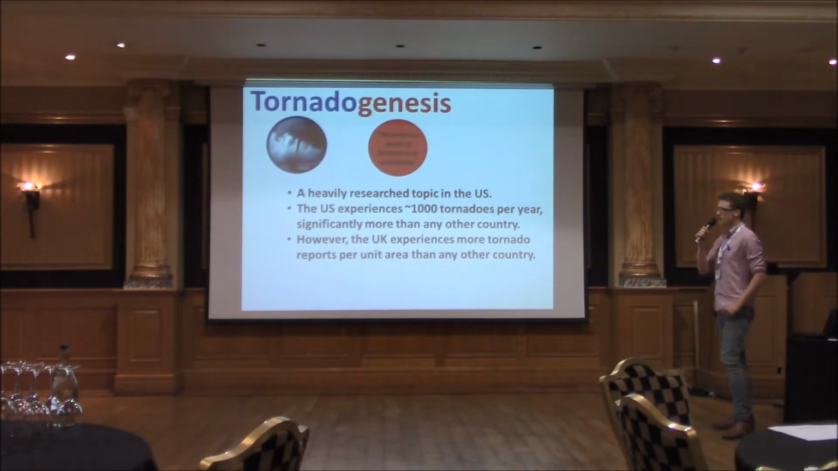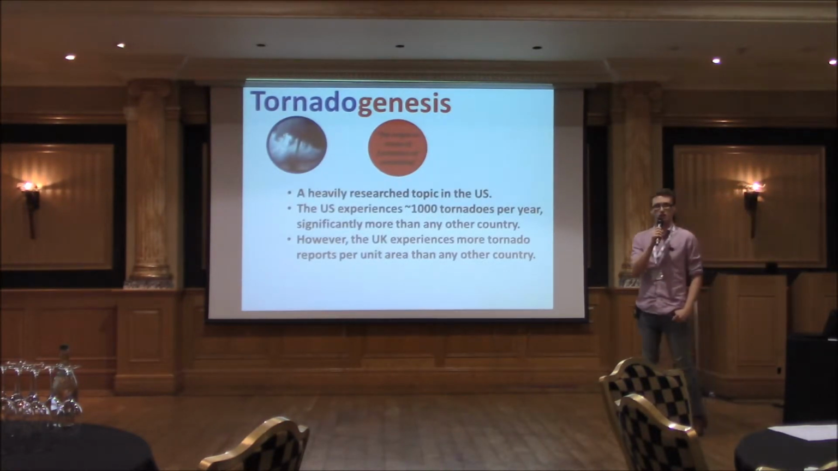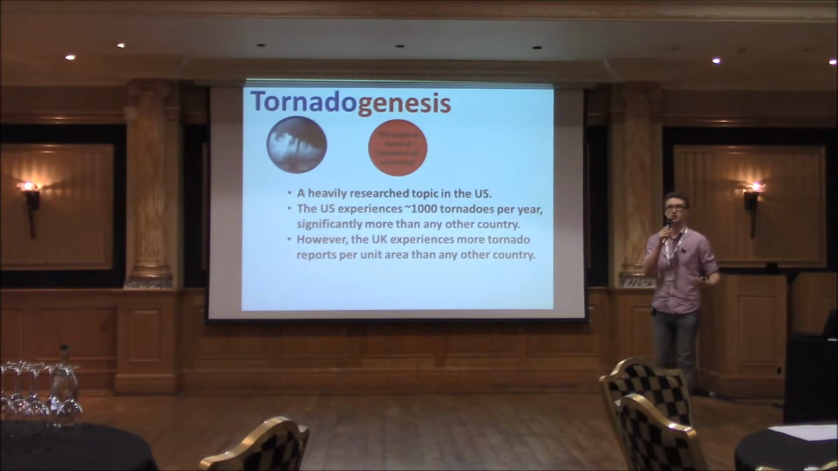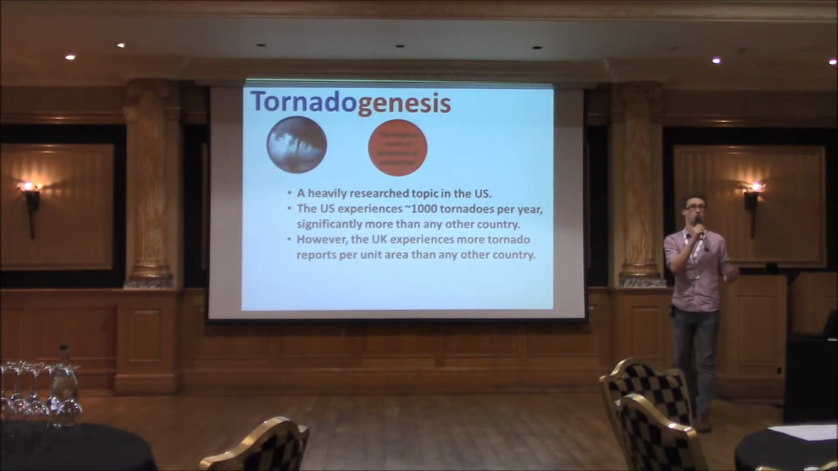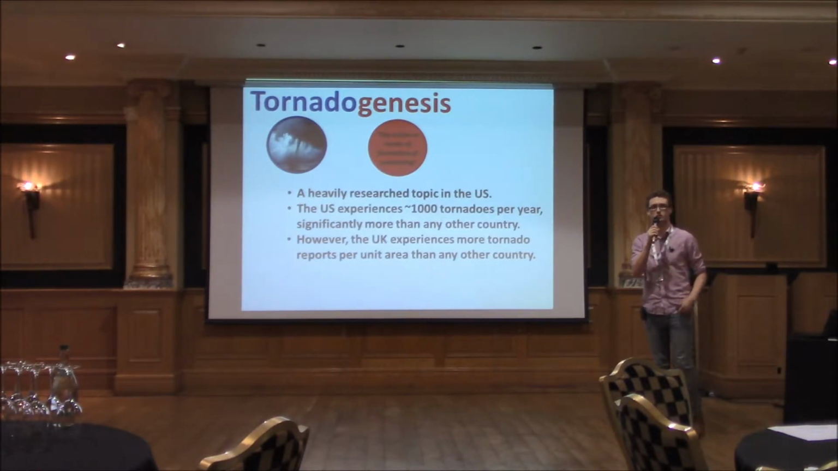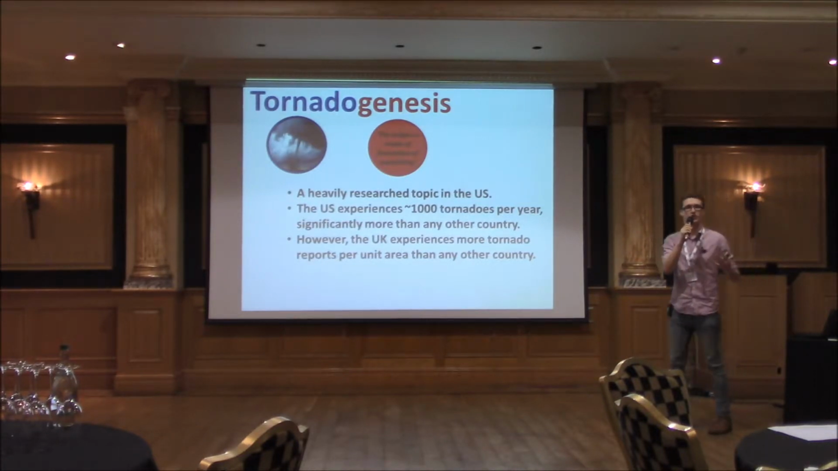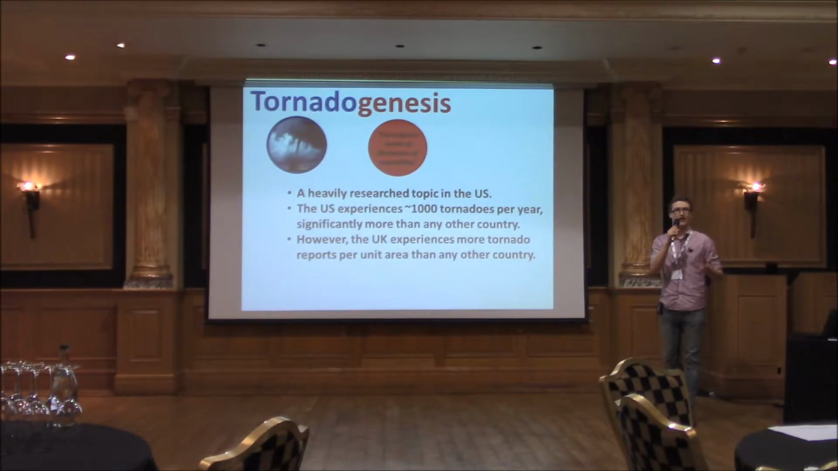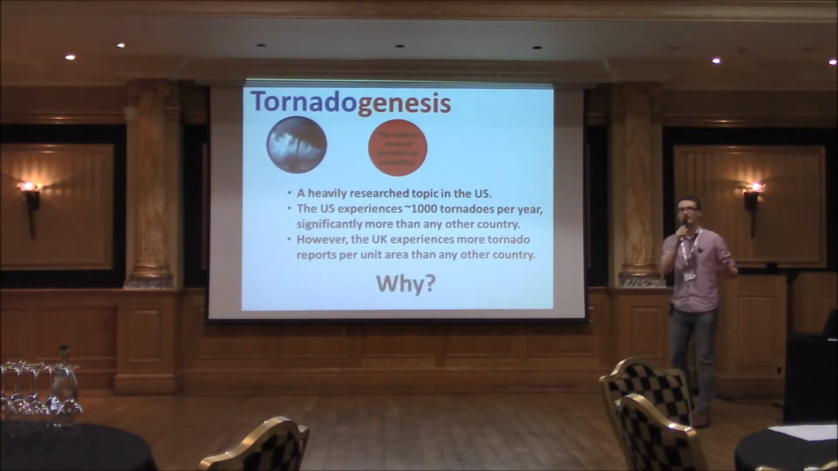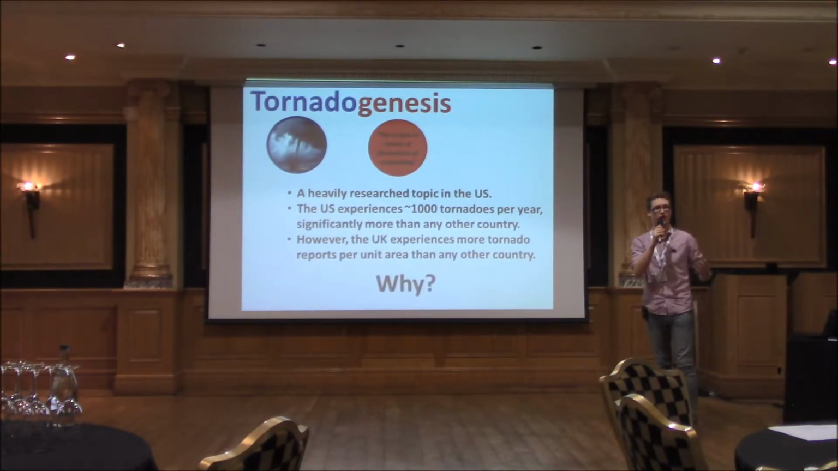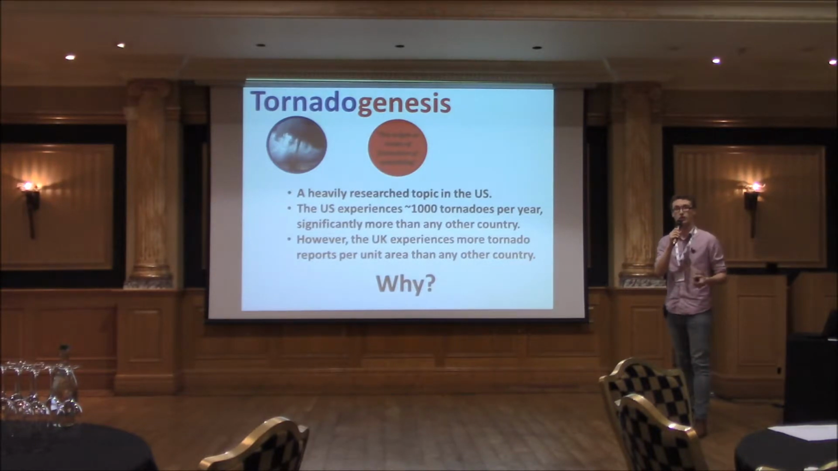So, this is a really heavily researched topic in the US, and this is mainly because the US experiences the most tornadoes anywhere in the world in one location. However, the United Kingdom tends to experience more tornadoes per unit area. And this really begs the question of, well, why? If all of this research has been done in the US, why haven't we had a lot done here in the UK?